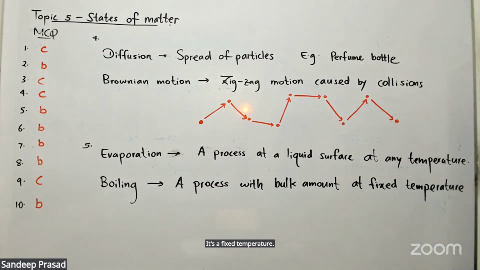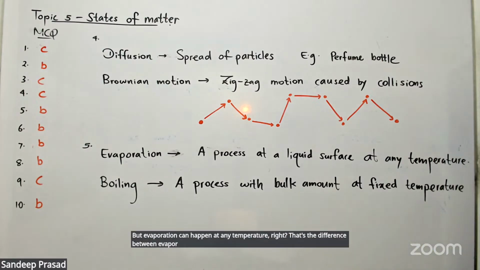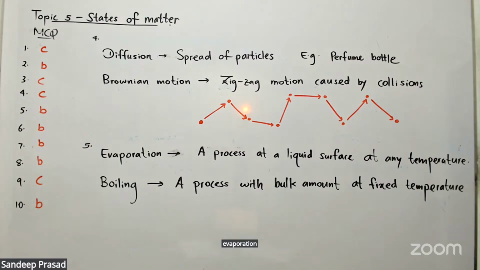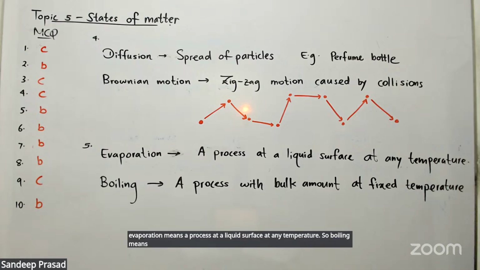The boiling point of water is 100 degrees Celsius. That's a fixed temperature. But evaporation can happen at any temperature, right? That's the difference. Evaporation means a process at a liquid surface at any temperature. Boiling means a process with bulk amount at a fixed temperature. Understood?